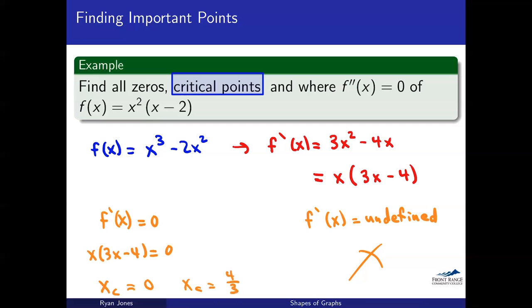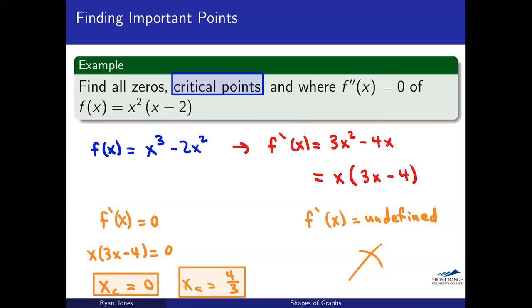And I won't bother showing that work explicitly right there, but we've got our two answers. That should be fairly straightforward to solve: 3x minus 4 equals 0. And so we have x sub c. Again, you could label them x sub c1, x sub c2 if you felt like it, but I won't bother here. Just x sub c. Hey, there's our critical points.